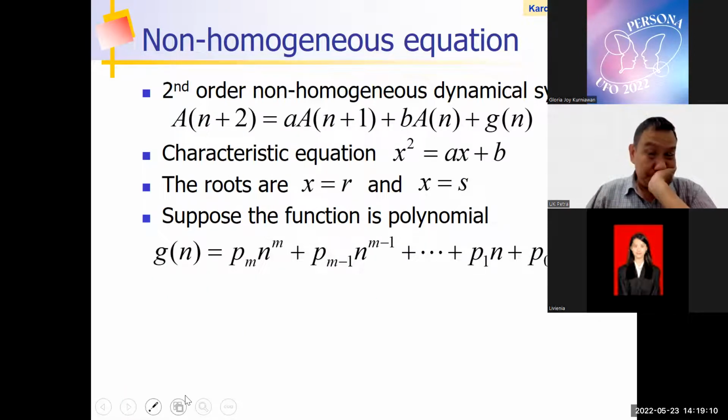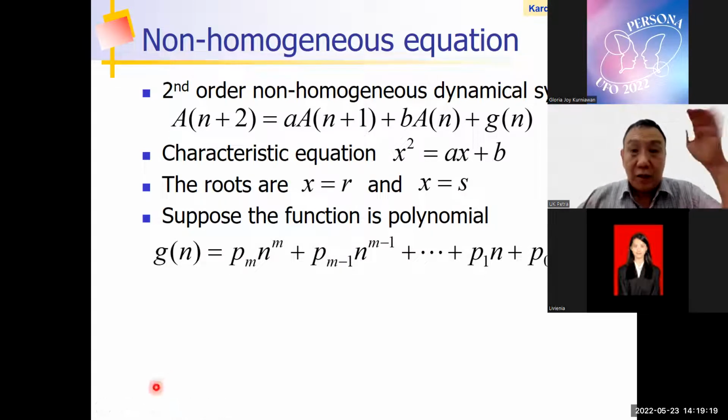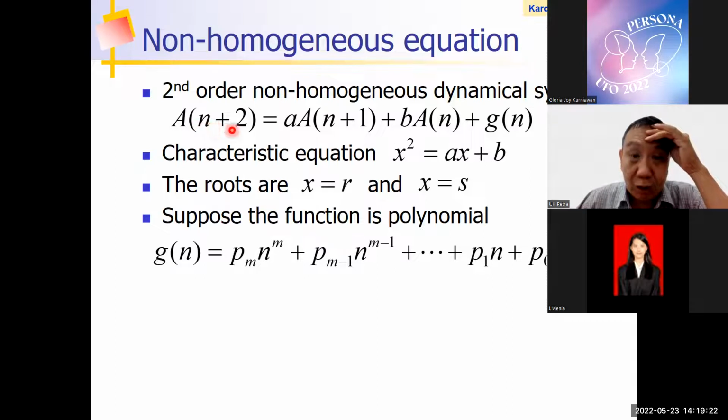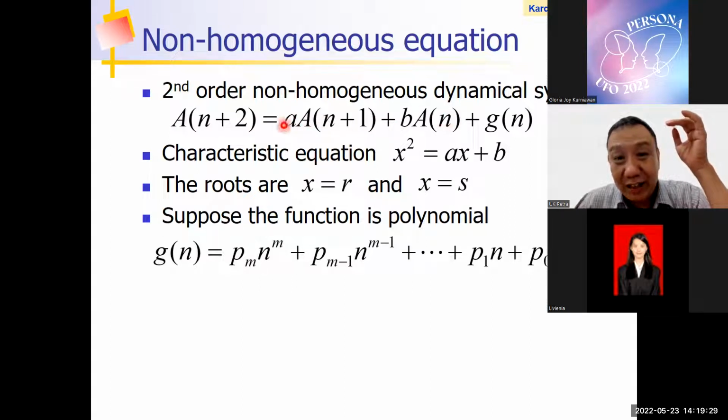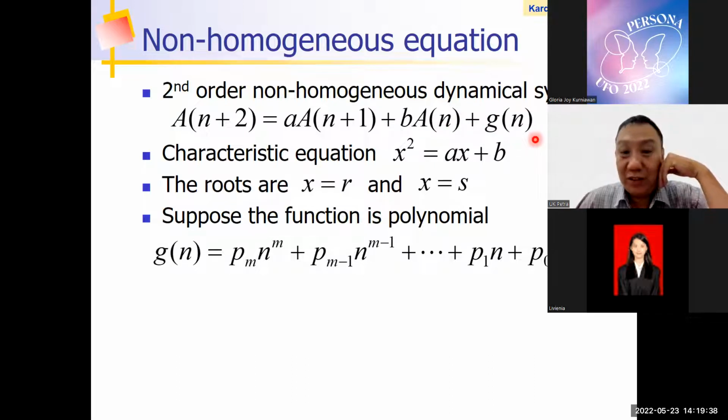Okay, so this is the general case. Now this is the topic, but within the same scope. Suppose you have a second order equation like this: a_{n+2}. A while ago, it was only up to a times a_{n+1} plus b times a_n. But now we add g_n. This g_n is now a polynomial, very complex.